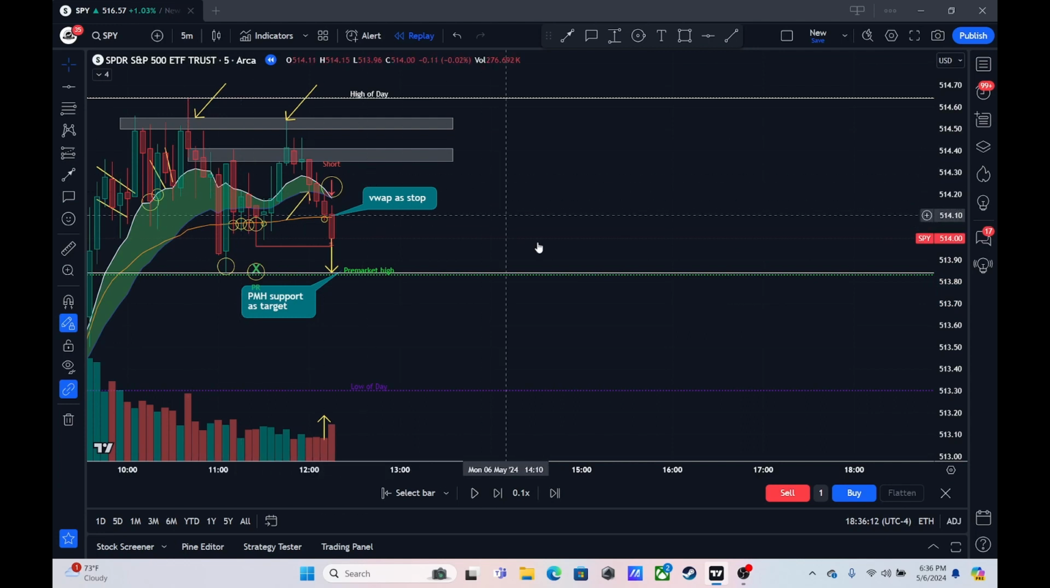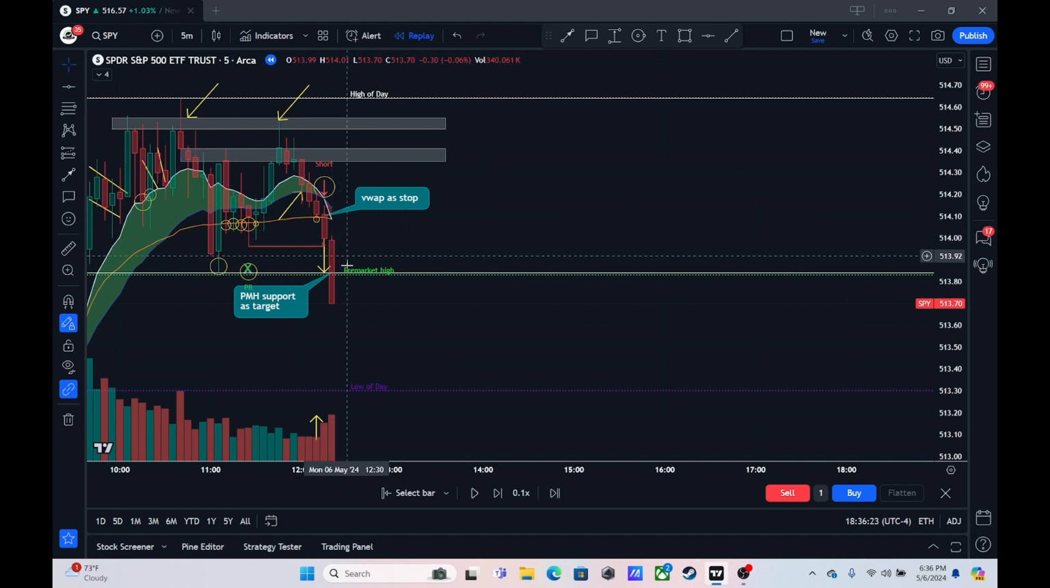We know that we've been chopping around between these areas, so we don't want to try to hold for an explosive move to the downside, especially since we haven't seen any kind of indication that this is not what's going to happen for the rest of the day. So boom, we hit this, and we get even more than we bargained for, right? We get a nice move all the way down to 513.70.